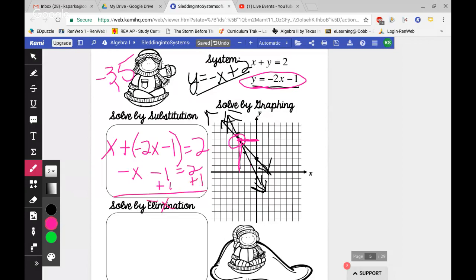And -x equals 3. So then you can't have a negative. So what do I do? X equals -3. Yes, x equals -3. And then you take that -3 and substitute it into that bottom equation. So y equals -2 times -3 minus 1. Y equals 6 minus 1. And y equals 5. So with substitution, I got -3, 5.